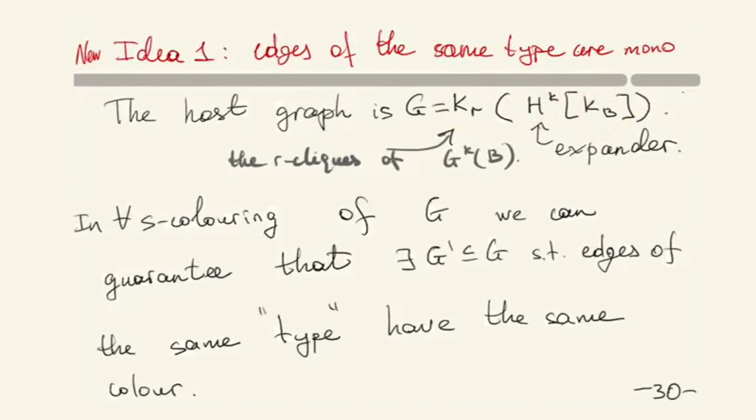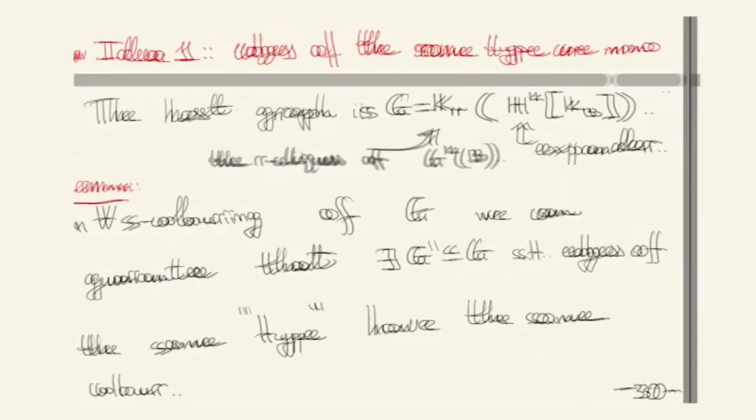Now, this is the analog of the previous lemma, the first step, but it's actually much stronger. This is a Ramsey-type result. It says, lemma: in any S-coloring of the graph G, my host graph, I can guarantee to have a subgraph of G such that all the edges of the same type have the same color. What do I mean by edges of the same type?